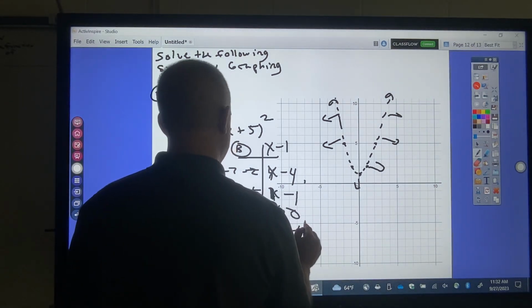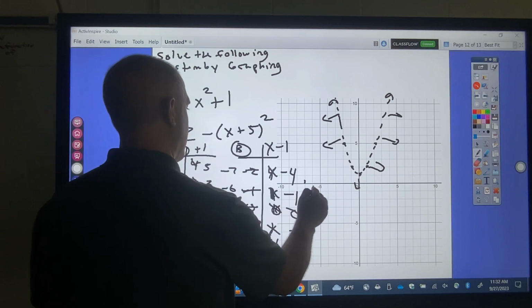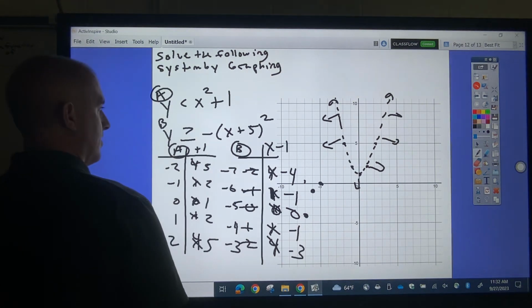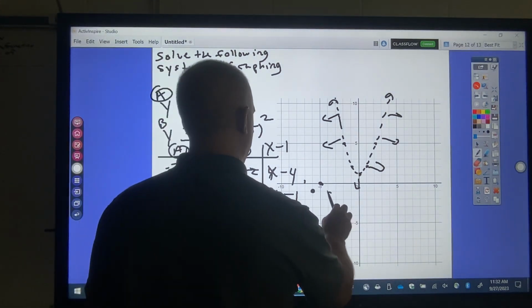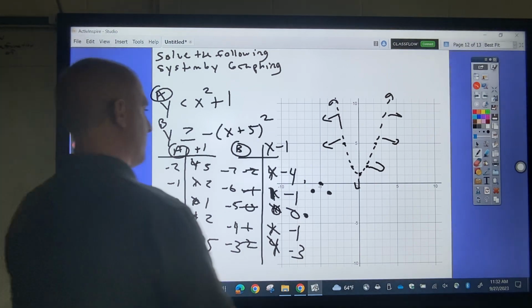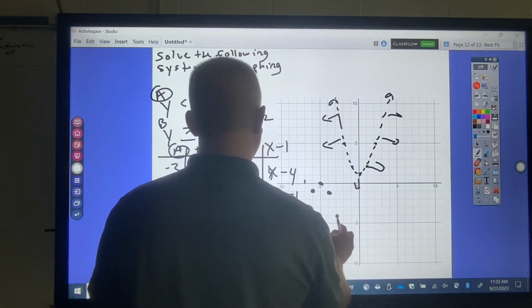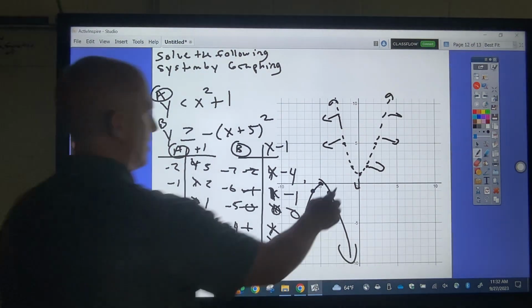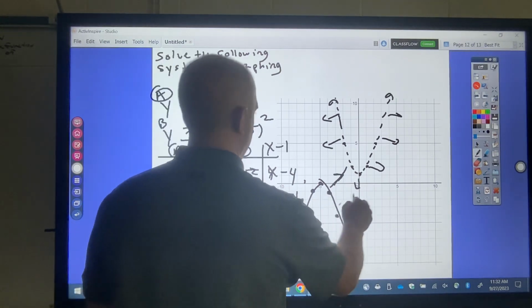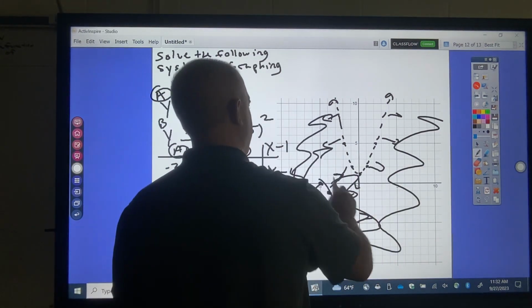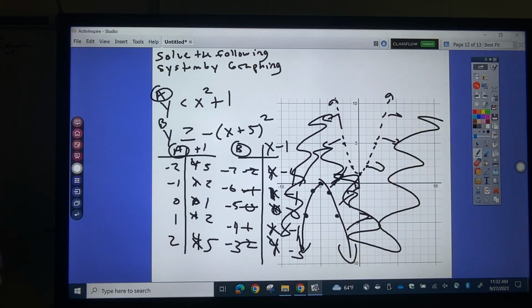-7 over, -4 down, -6 over, -1 down, -5 over 0 down. Then -4 over, -1 down, -3 over, -3 down. Now this one would be a solid line. And this one, I'm shading here. So where's my solution? All of this area, all the outside area, would be considered a solution.